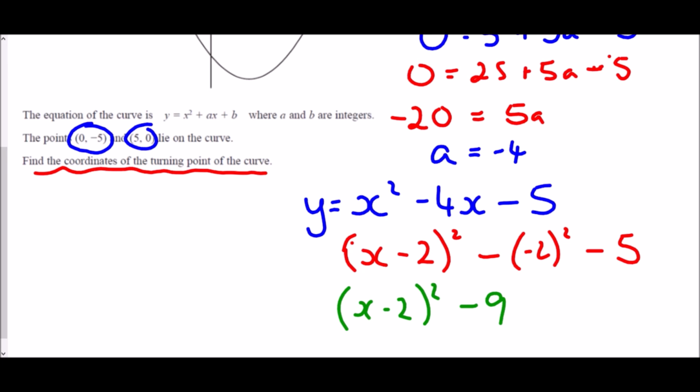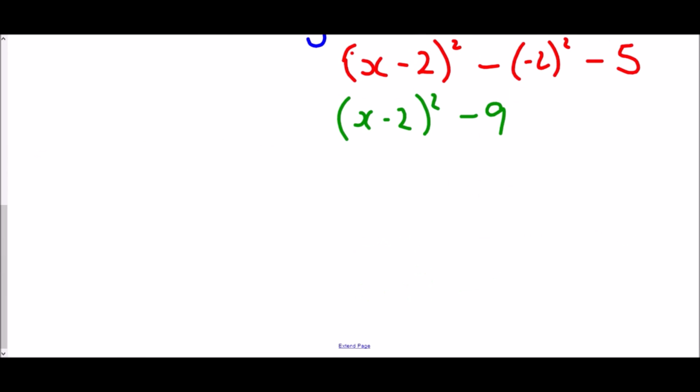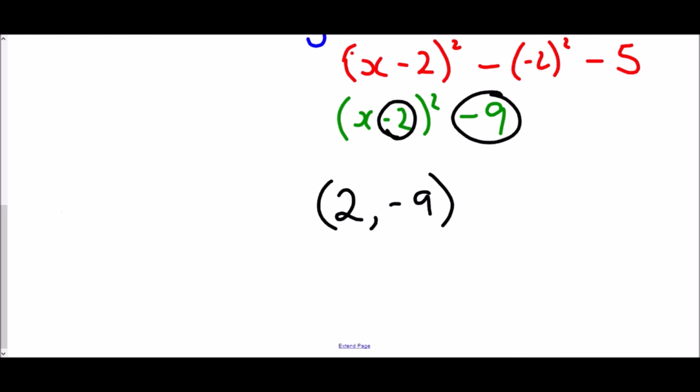And therefore the turning point, all we then need to do is look at this as a coordinate. We want the negative version of negative 2, so that's positive 2. And we want the value that is at the end, negative 9. And so the turning point would be 2, negative 9.